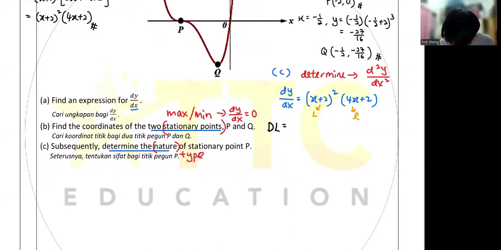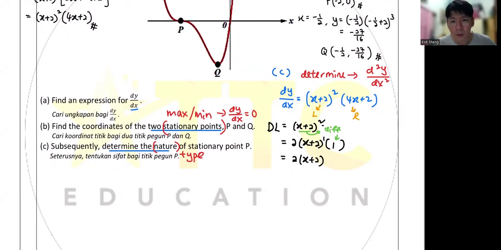Differentiation, left. Okay. So the power 2 times to the front minus 1. Don't forget the inside also. X plus 2 need to do the differentiation and put inside here. So this is your differentiation left. You can type the 2 inside.